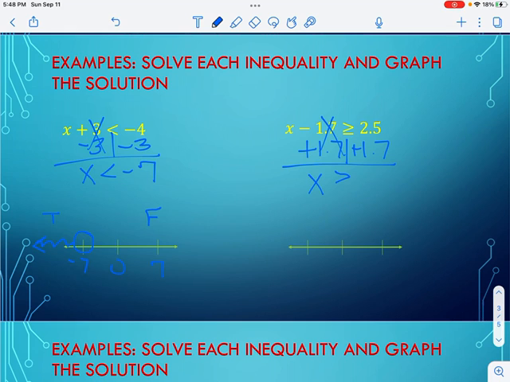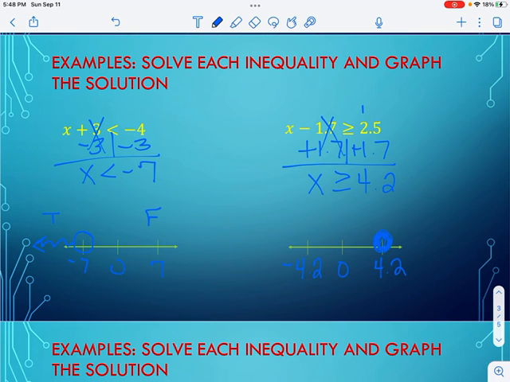So that's going to give me x is greater than or equal to 5 plus 7 is 12. Carry the 1, 2, 3, 4. Bring down our decimal point. So 4.2. So to write that in, I'm going to go negative 4.2, 0, and positive 4.2.